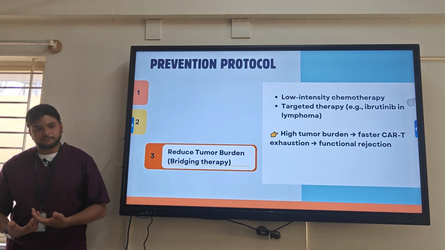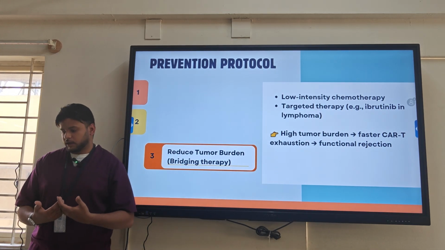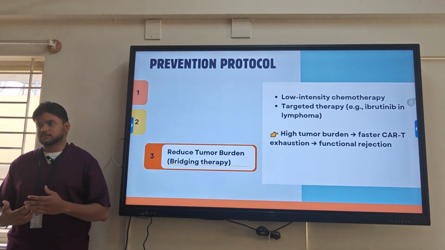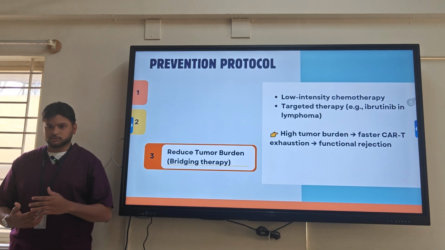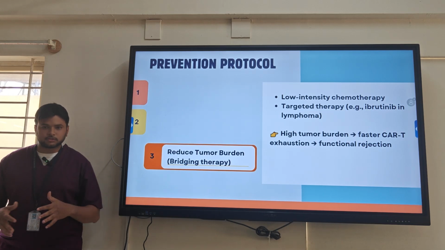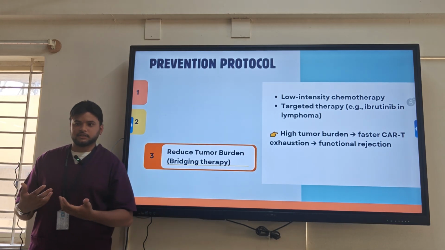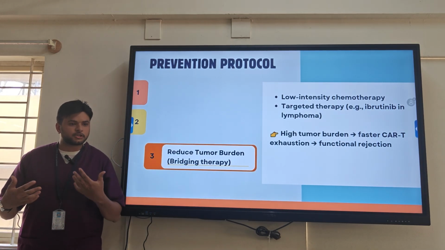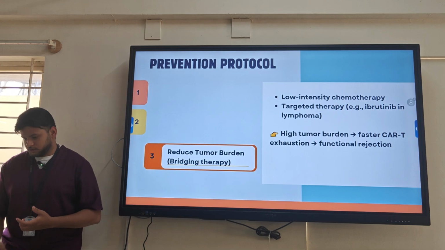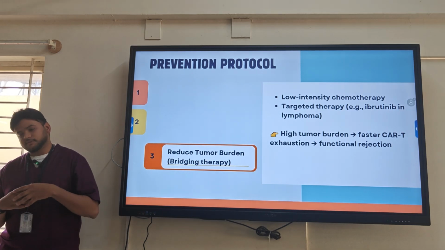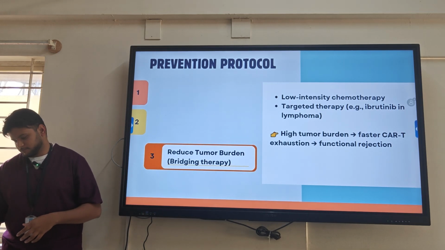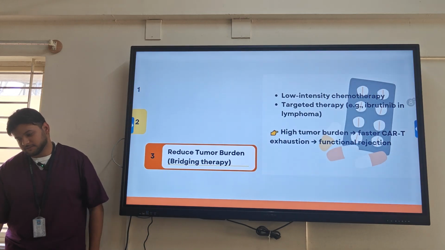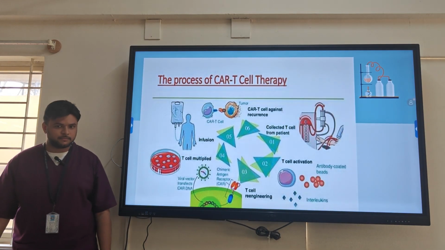So what happens if it is having high tumor burden? High tumor burden will lead to faster CAR T exhaustion. It gets exhausted, meaning it can't do its work on the site. Before it reaches the site, it will be too exhausted, can't do any work. Okay, and what happens, it's functionally rejected. This is how we overcome it.